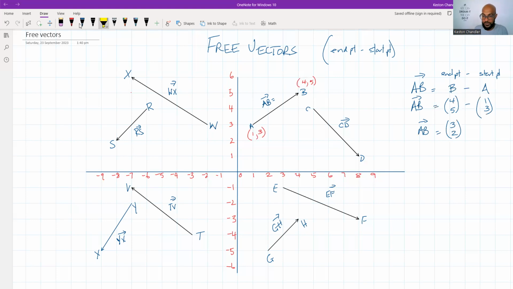Now look at this as well. If we look at the movement across, 1, 2, 3. And if we look at the movement down, 1, 2. See that? So it is in line with what we just calculated. Did everybody see that?